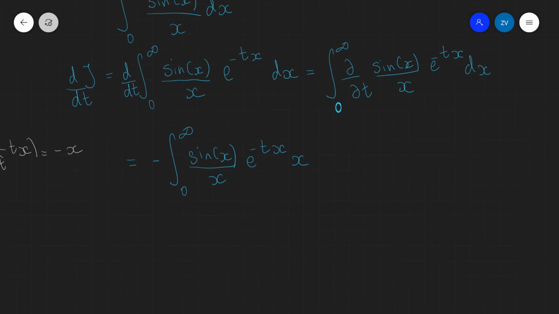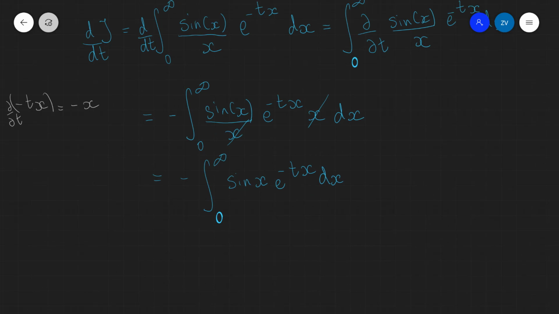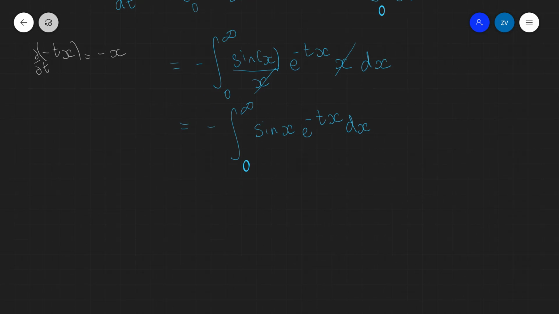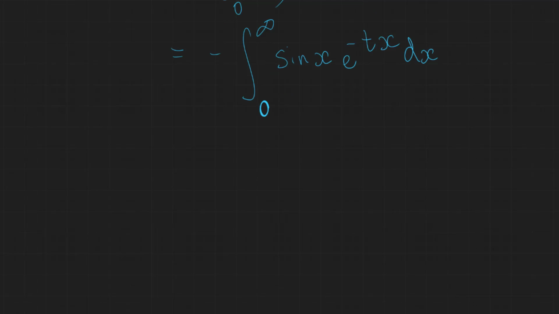Now notice that we have now achieved our goal, so we can cancel out this x. So what we are left with is an integral which is minus the integral from 0 to infinity of sine of x e to the minus tx dx. And I've missed a little dx over here. Now this is an integral that we can actually evaluate using some standard integration techniques, namely integration by parts. So let's now apply integration by parts.